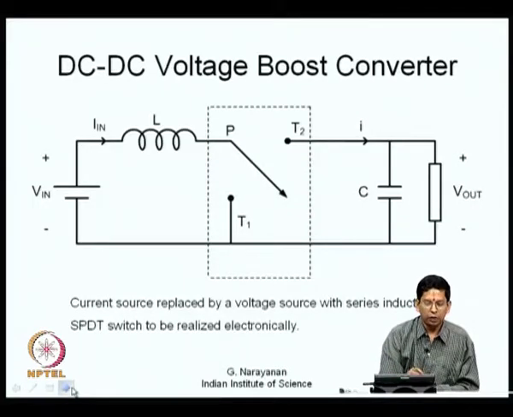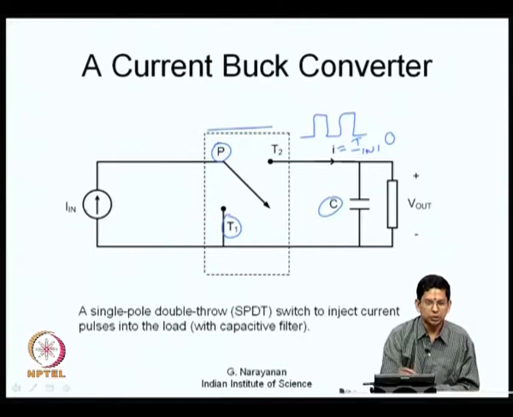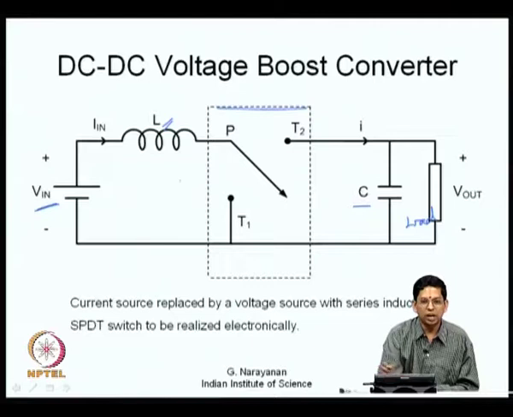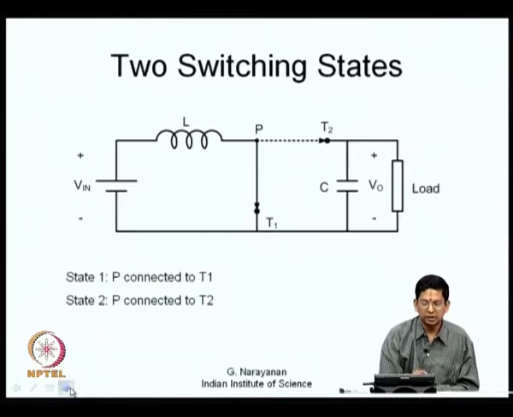So, what we are doing is, this current source, as before, we can replace it by a voltage source with a series inductance, a same single pole double throw switch here, and there is a capacitance and the load is here, this is the load. So, you have what is called a DC to DC voltage boost converter. The current source has been replaced by a voltage source with series inductor. So, you have to realize this single pole double throw switch electronically. How do we realize that is the next question.